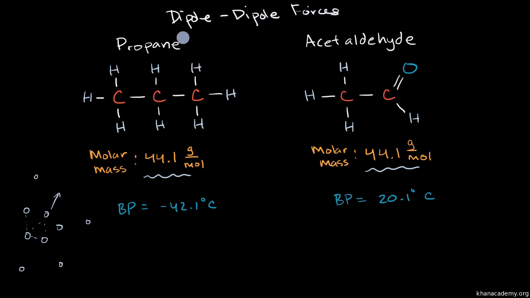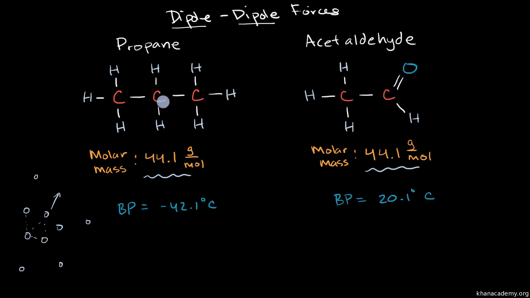In the video on London dispersion forces, we talked about a temporary dipole inducing a dipole in a neighboring molecule and then them being attracted to each other. Now we're going to talk about permanent dipoles. So when you look at both of these molecules, which one would you think has a stronger permanent dipole? Or another way of thinking about it is, which one has a larger dipole moment? Remember, molecular dipole moments are just the vector sum of all of the dipole moments of the individual bonds. And the dipole moments are all proportional to the differences in electronegativity.